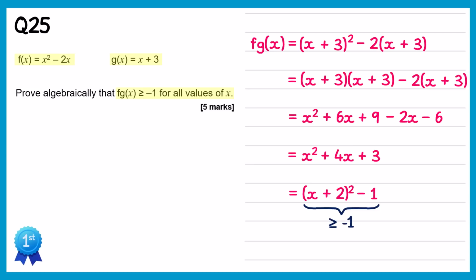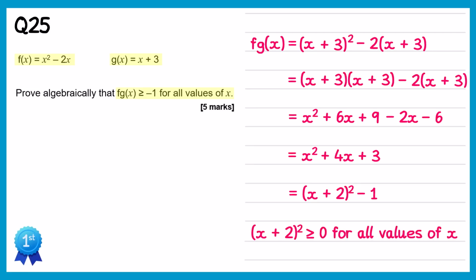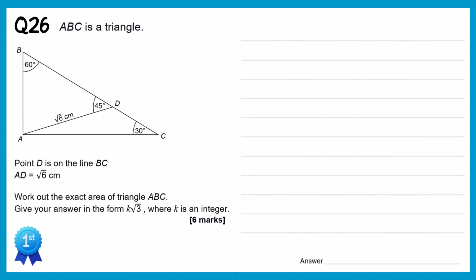So we might write some concluding statement, for example, x plus 2 all squared is greater than or equal to 0 for all values of x. Which means that x plus 2 all squared subtract 1 is greater than or equal to -1 for all values of x. And now on to the final question.